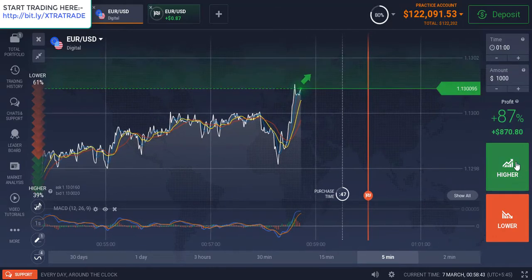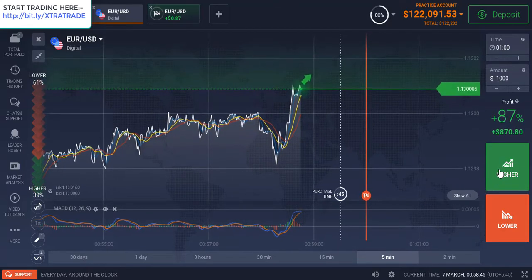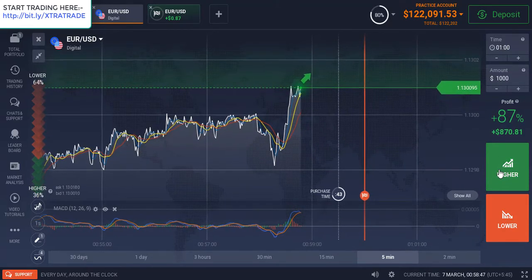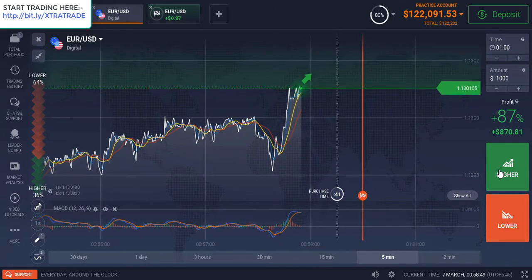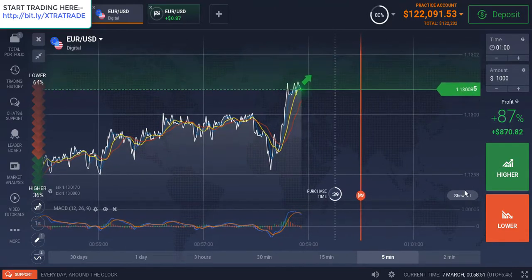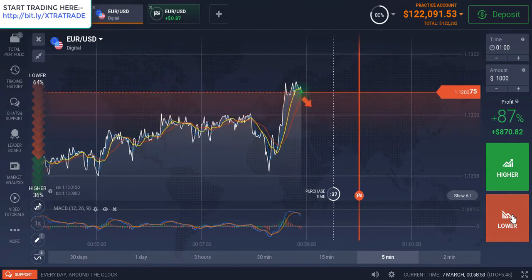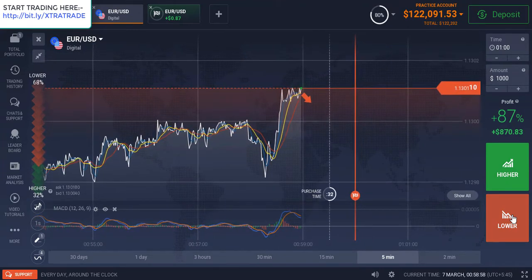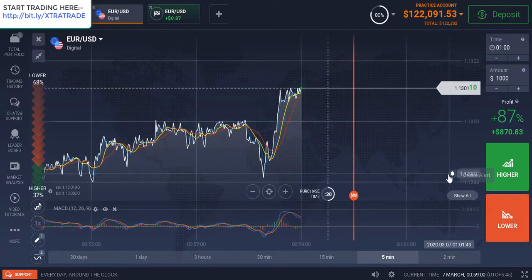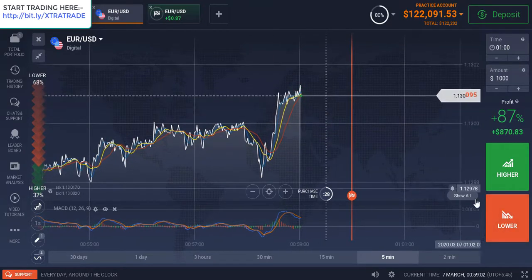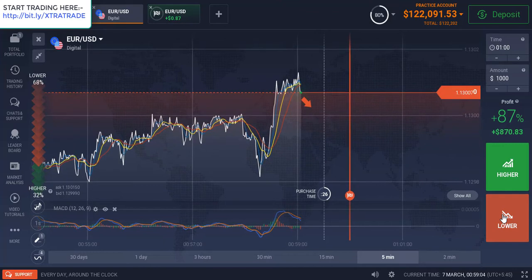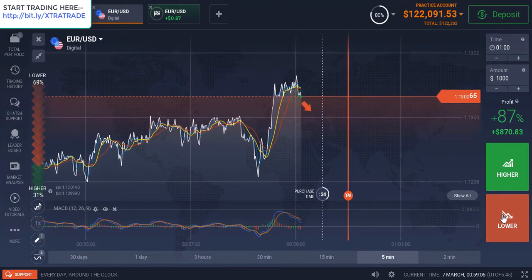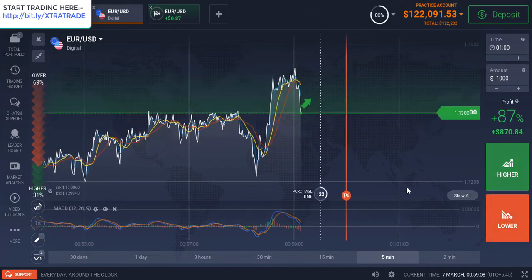Okay, if you predict higher, you can see the green area, and after you predict, if it goes above, you'll make profit, and if you have chosen the higher one and it goes to the lower one, you'll lose your money. Okay, you can also choose the lower one if you want. If you think that the price will go down, you can choose that, and that's it.